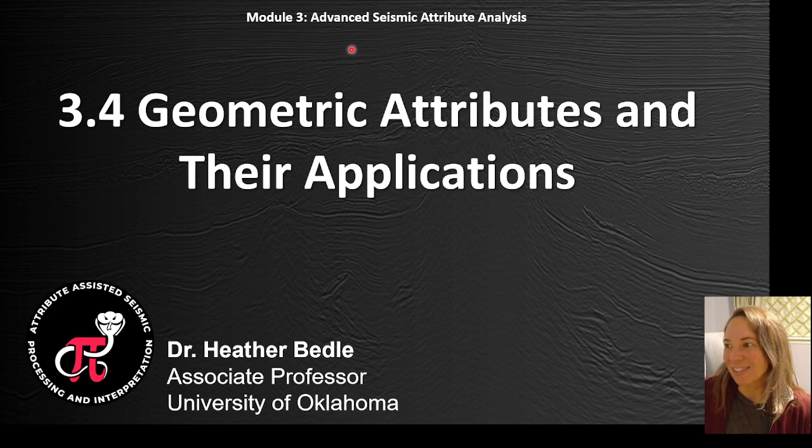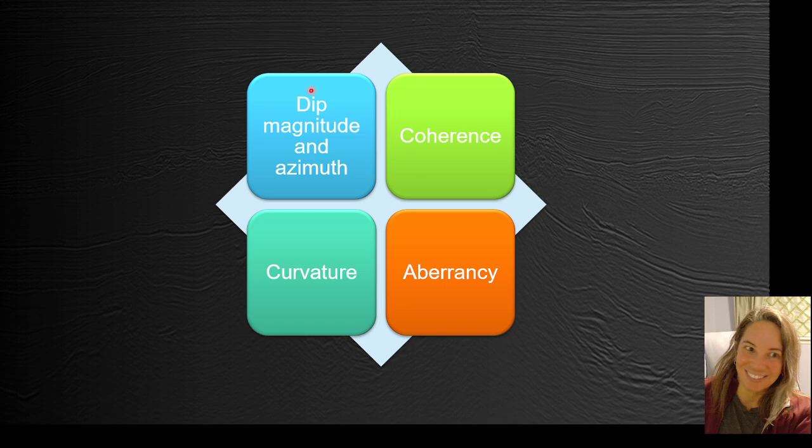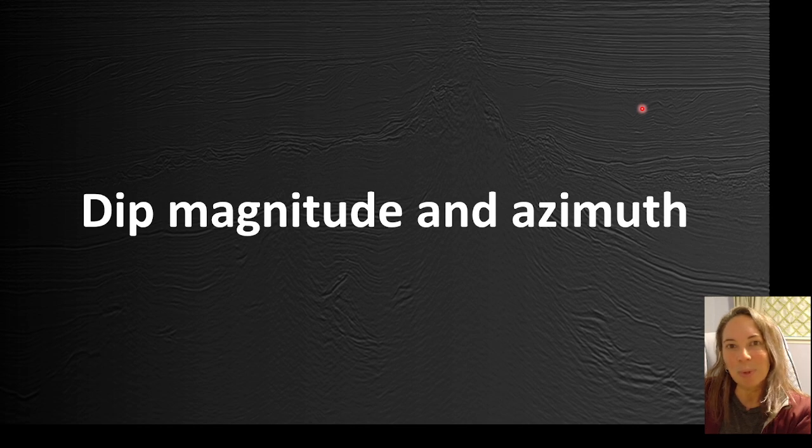All right, so I'm going to start by talking about a little more than four, I got some bonus ones in there, a few different geometric attributes that are really common to use for seismic interpretation. We've got dip magnitude and azimuth, and then I'm going to talk about coherence and a couple of different ways we can calculate it. And then curvature, I threw in some shape index attributes and aberrancy. So we're going to start off simple and get a little bit more complicated. So we're going to start with dip magnitude and dip azimuth.